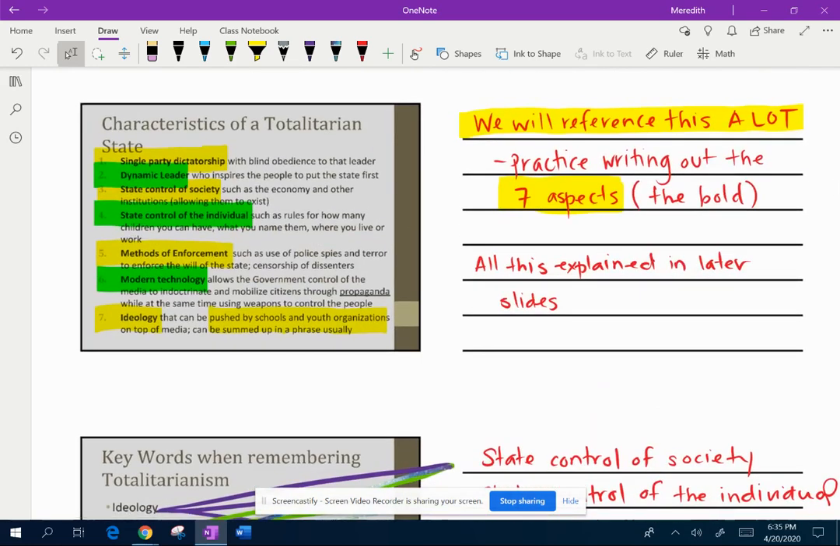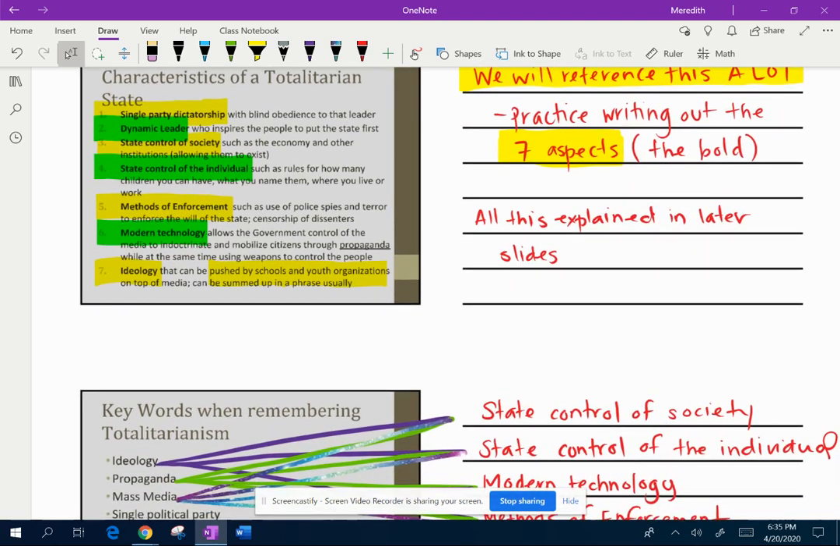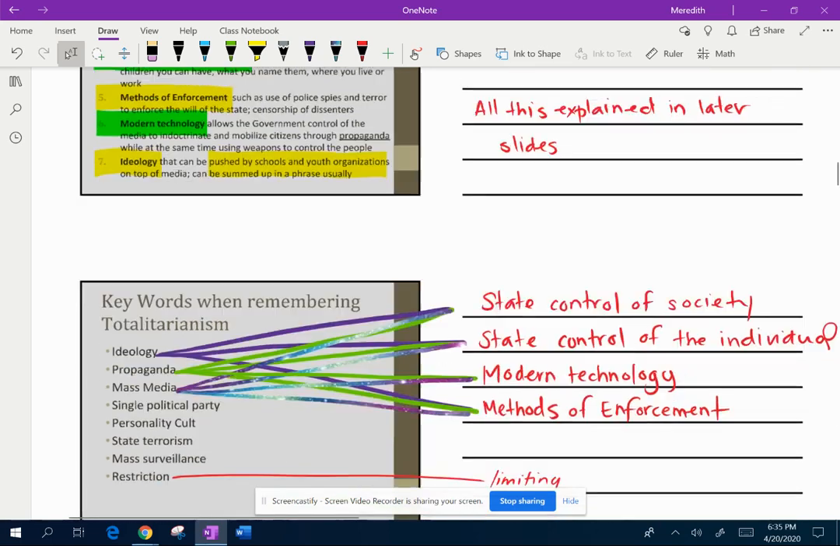So those are the seven characteristics. And once again, practice them, practice looking at them, practice saying them, really list them out. And I know that's very archaic, but the stuff that I would do with you in class is very different than what I'm doing with you online. So just kind of keep that one in mind.